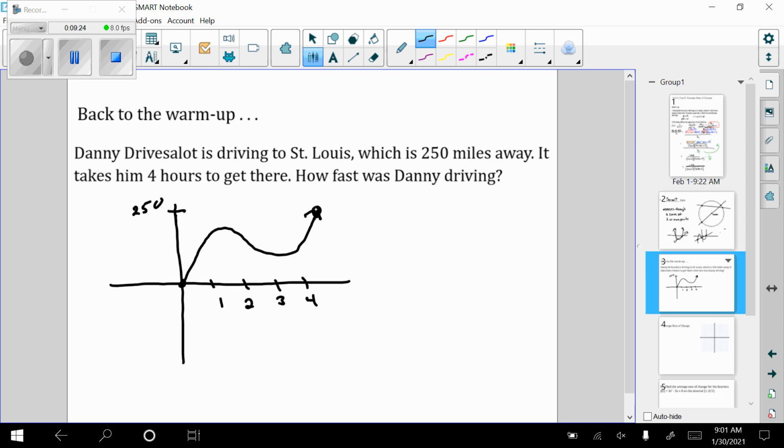What that secant line is going to help us do is if I want to find his average speed between maybe, I don't know, his first 2 hours of driving, I could calculate the average rate of change for that secant line between the values 1 hour and 2 hours. You can see that his speed is going to decrease as he goes from 2 to about 3 hours, and then he increases as he gets to his final destination. So that's the idea of average rate of change and how it applies to a curve.